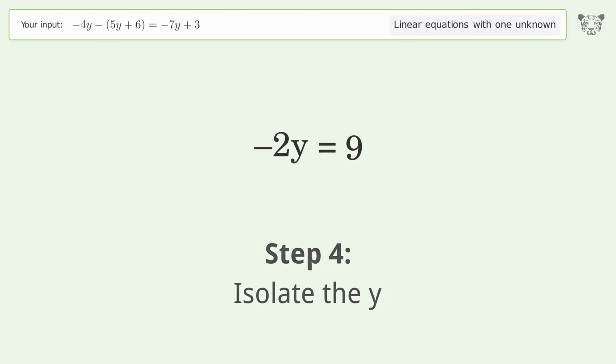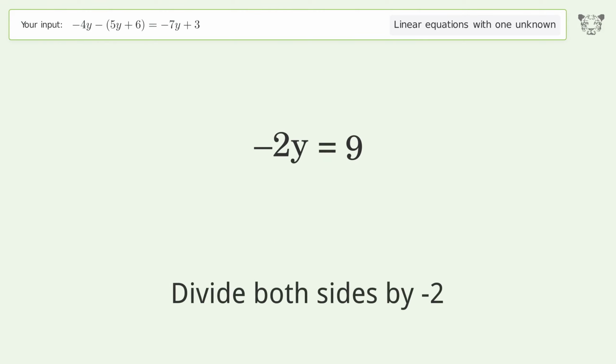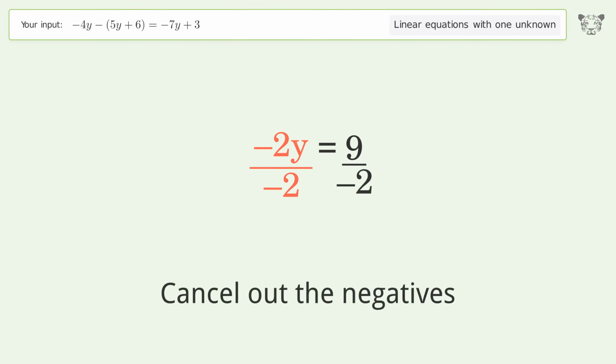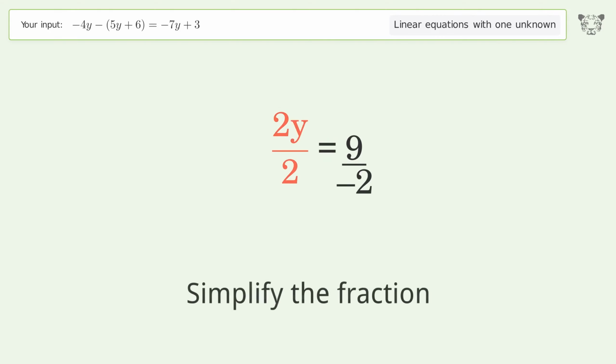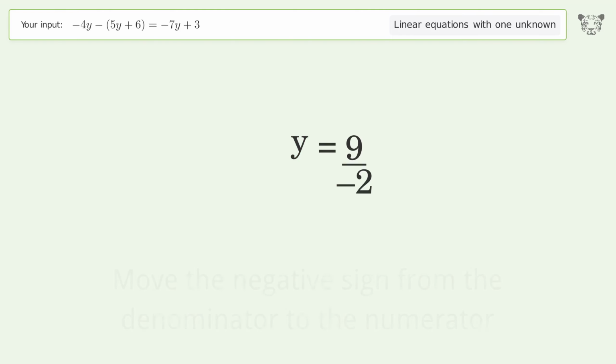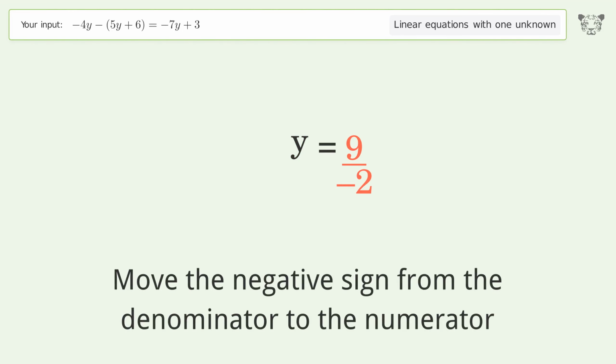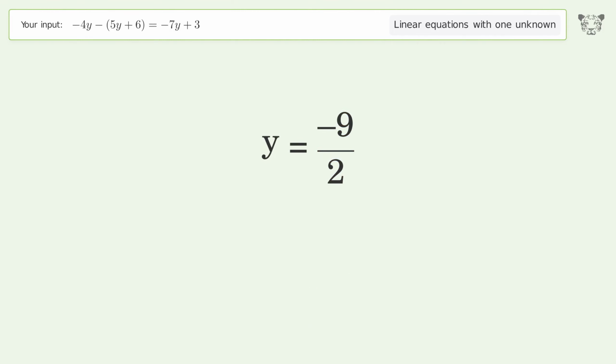Isolate the y. Divide both sides by -2. Cancel out the negatives. Simplify the fraction. Move the negative sign from the denominator to the numerator. And so the final result is y equals -9/2.